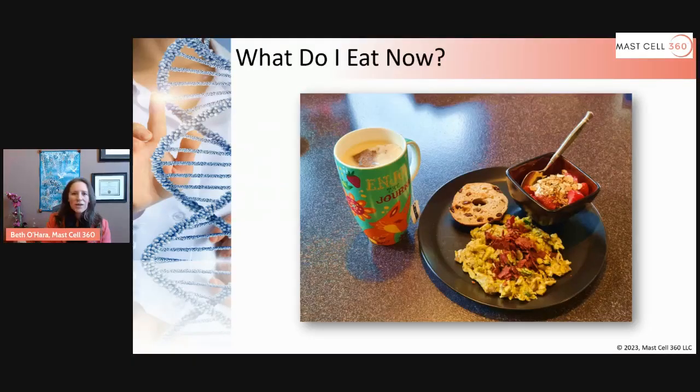But this brunch is what I had: scrambled pasture-raised eggs. I had oyster mushrooms in there, which are higher histamine. Lots of herbs, green onions, turkey bacon, which is higher histamine. A gluten-free whole grain, a millet sorghum cinnamon raisin bagel. I think it was a little higher histamine. Got a little bit of oxalates in there.